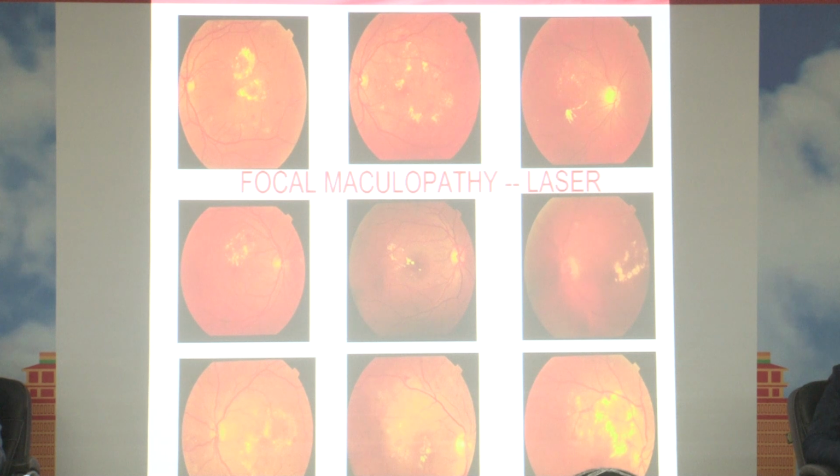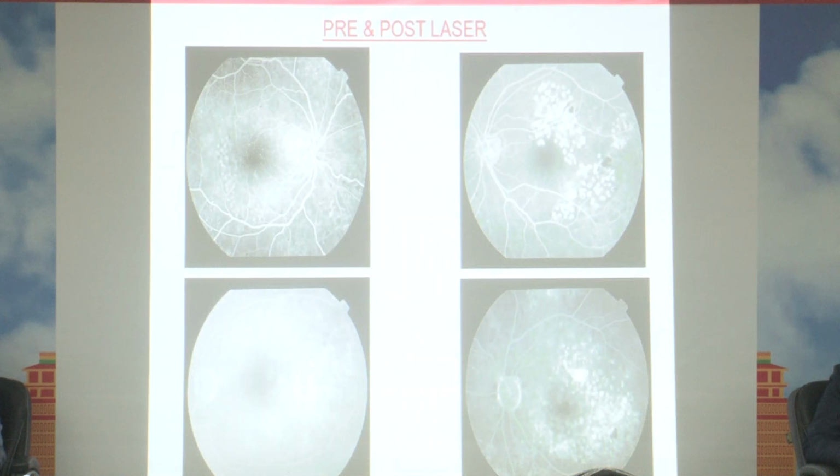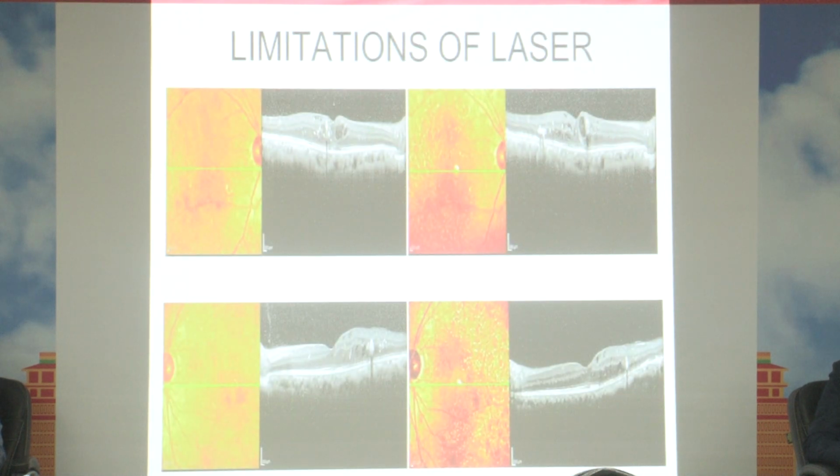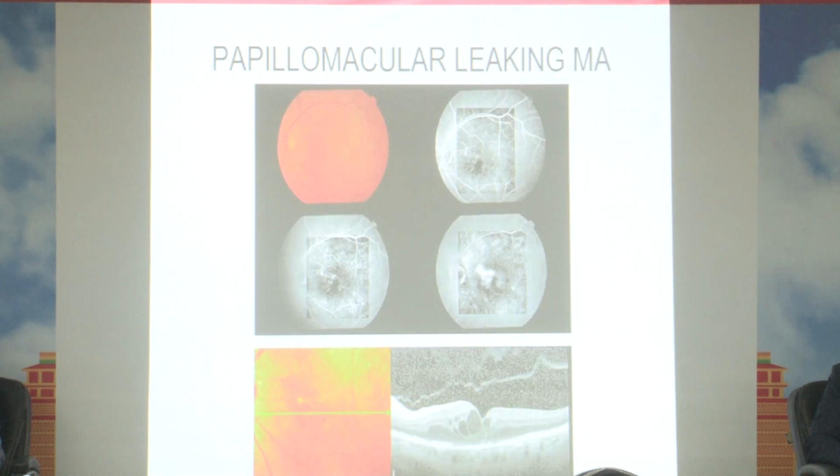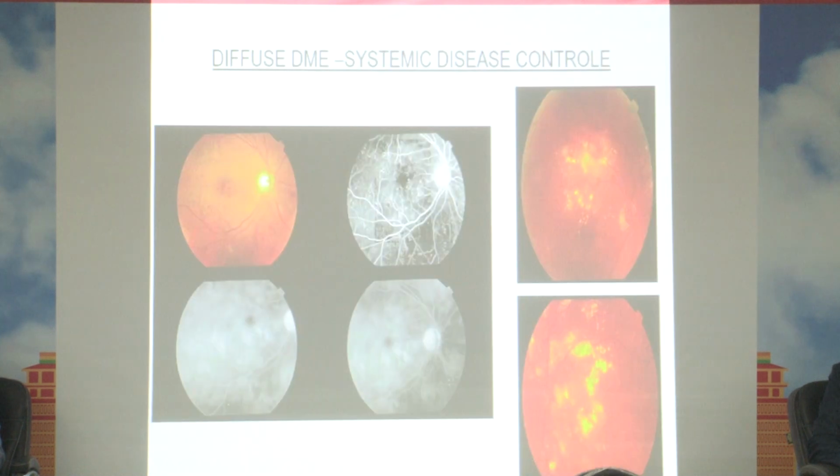Another thing is focal maculopathy, where we know that there are circinate hemorrhages and circinate exudates around the microaneurysm. These can be treated well, laser therapy is enough, and we know that the laser works here. But there are certain limitations to the laser. If the microaneurysms or leaks are in the papillomacular bundle, you cannot fire more laser, and the patient will lose vision.